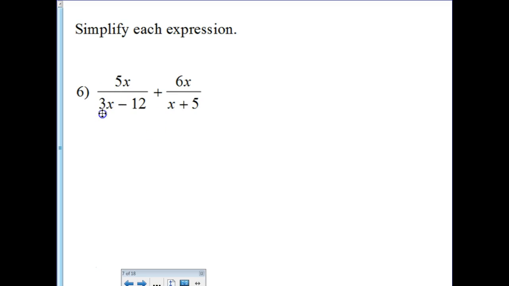However, this denominator technically does factor into pieces. It factors into 3 times x minus 4. So I might suggest that you leave it like that. So my common denominator in this question, I'm going to need a 3, I'm going to need an x minus 4, and I'm going to need an x plus 5.